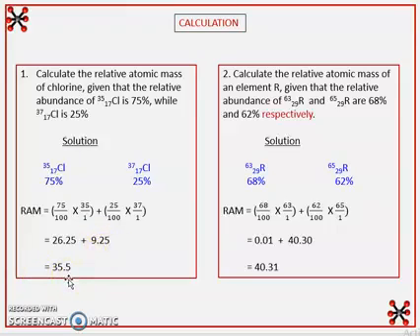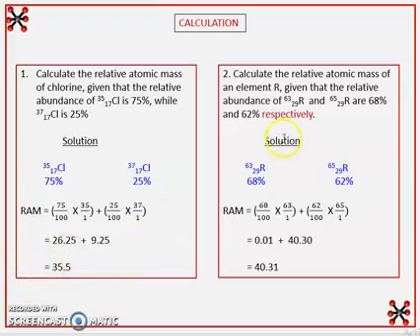So 35.5 is now the relative atomic mass of chlorine anywhere, anytime. No longer 35 or 37. You don't get confused. So once you are asked the relative atomic mass of chlorine, you quote 35.5.